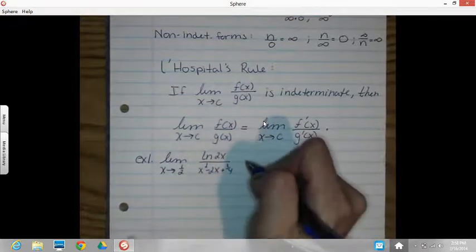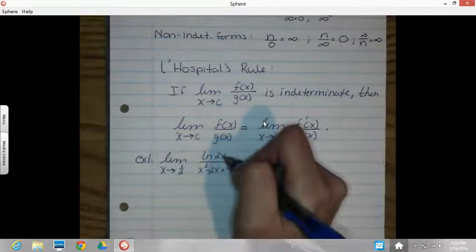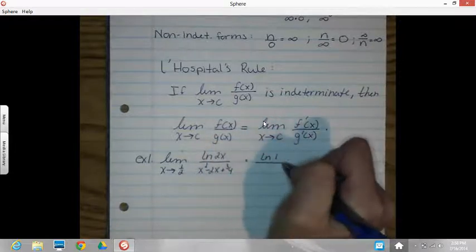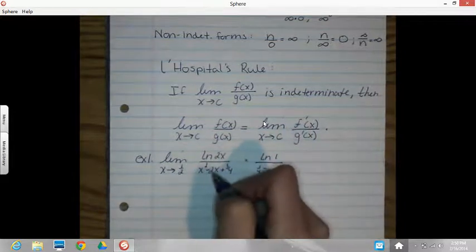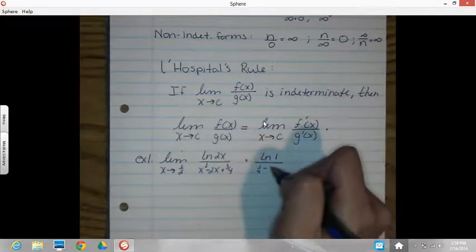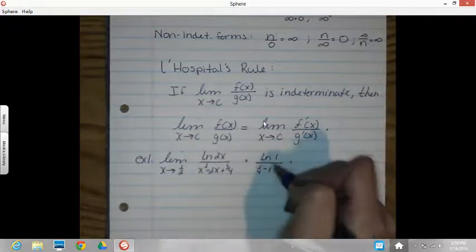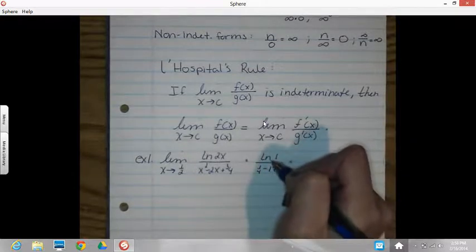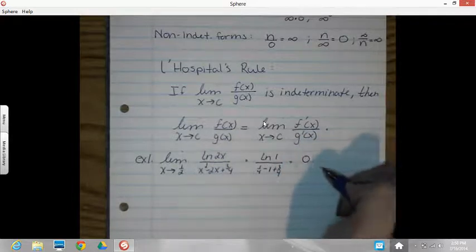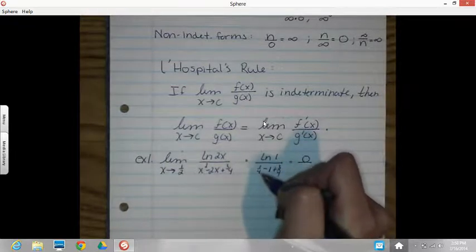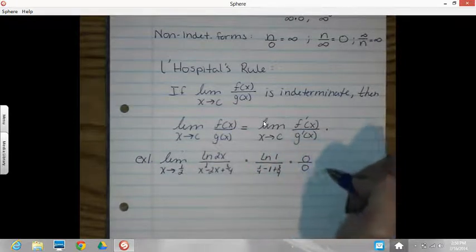So if I plug the 1/2 in, I get the natural log of 2 times 1/2 is 1. Down here, I'll have 1/2 squared is 1/4. 2 minus 2 times 1/2 is a minus 1, plus 3/4. The natural log of 1, if you remember, e to what power gives me 1? That's the 0 power. So 0 would be the exponent. Here I've got a 1/4 minus 1 is a negative 3/4, plus 3/4, so I got 0 over a 0. I've got one of my indeterminate forms.